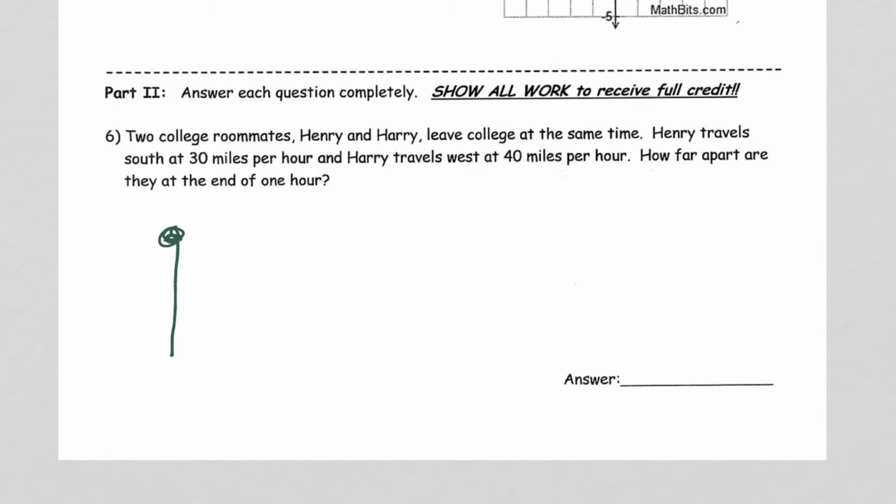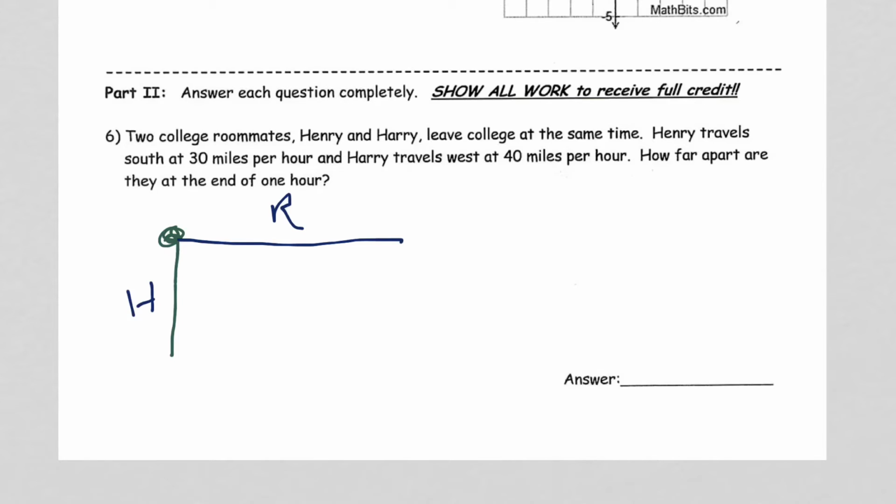And Harry travels west. So this is Henry. And then, oh, well, we'll make Harry a different letter. Harry travels west, we'll make Harry R, at 40 miles an hour. How far apart are they at the end of 1 hour?